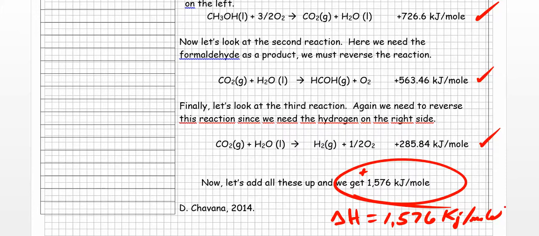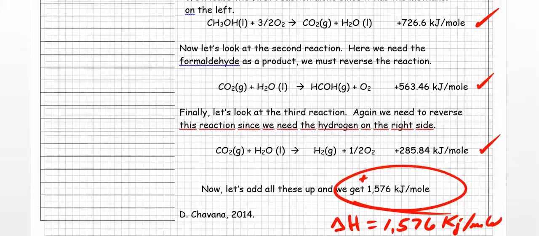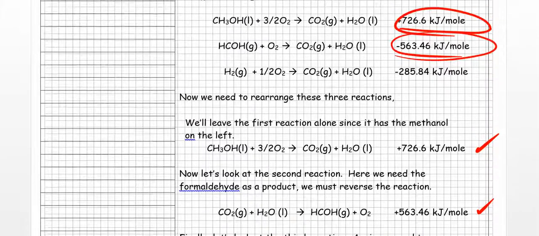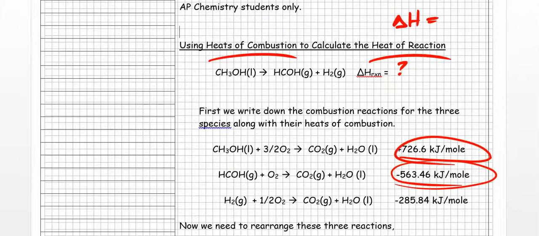So what have we done in this screencast? What we've done is we've used the heats of combustion for the species that were involved in a reaction to determine what the delta H was. Okay, that's a skill that you're going to need to know.